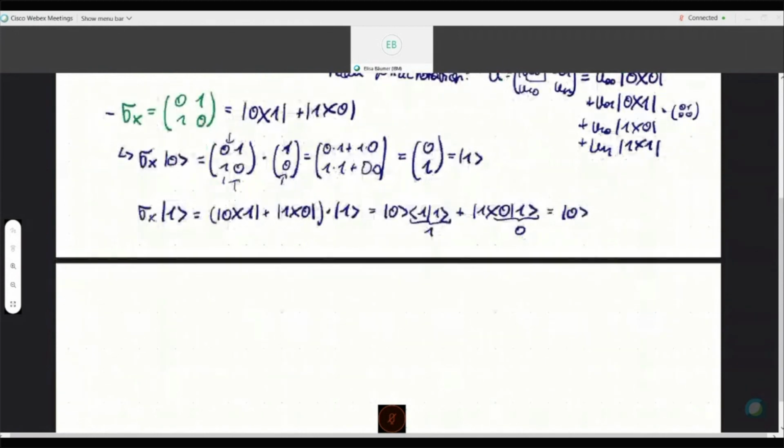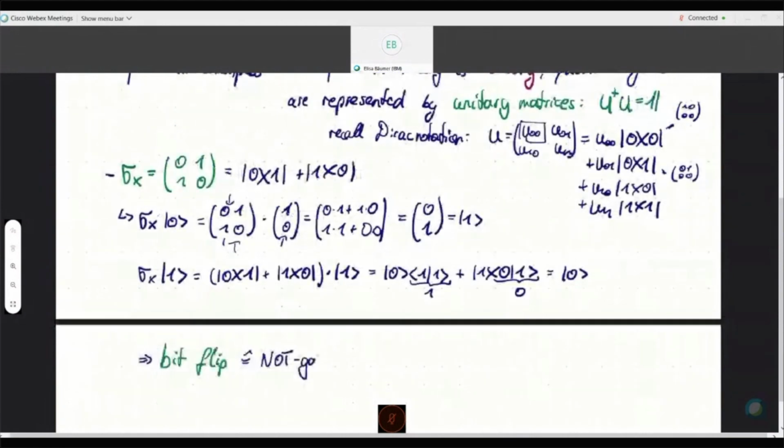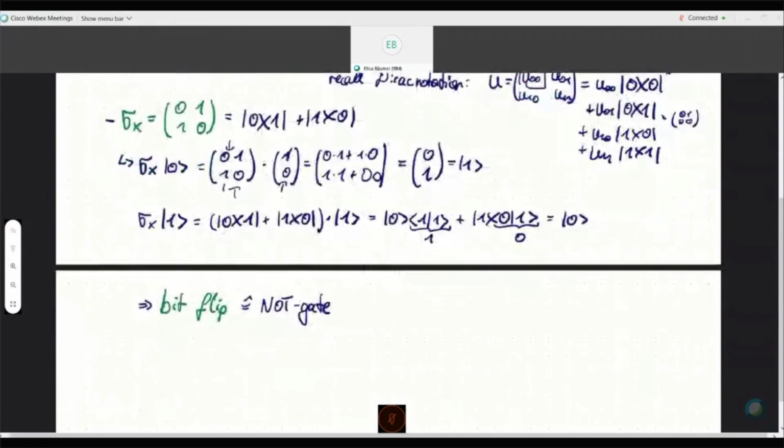So what this gate then corresponds to is a bit flip. It is just like the NOT gate in the classical computation I just showed you before. And this is the quantum equivalent of the NOT gate, because what it does is it flips the bit. If we input 0, it gives us back 1. If we input 1, it gives us back 0. So for example, if I have 0 as my state here on the left, then I have the wire, I have my matrix sigma x, and then the final state will be 1.